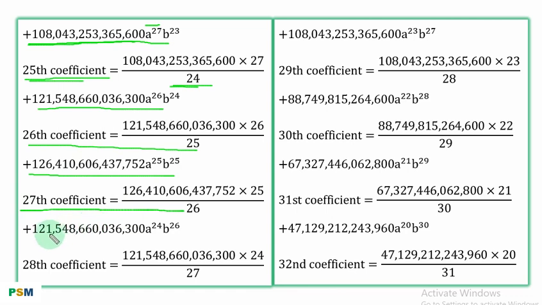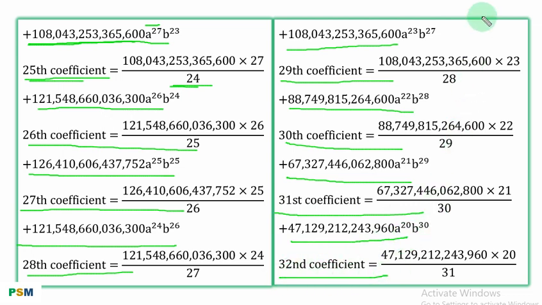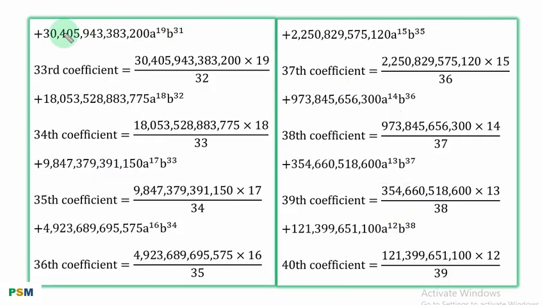27th, 28th, 29th, 30th, 31st and 32nd coefficients, each followed by its result. 33rd coefficient is equal to the previous coefficient times the power of the first term.